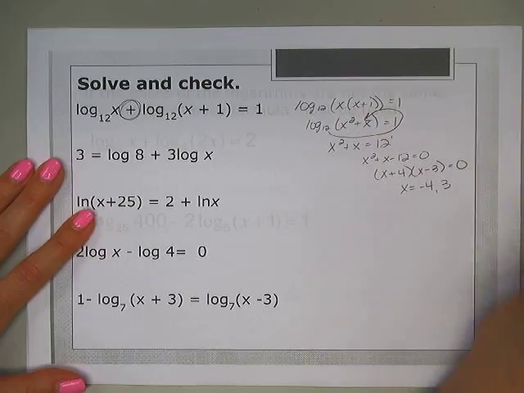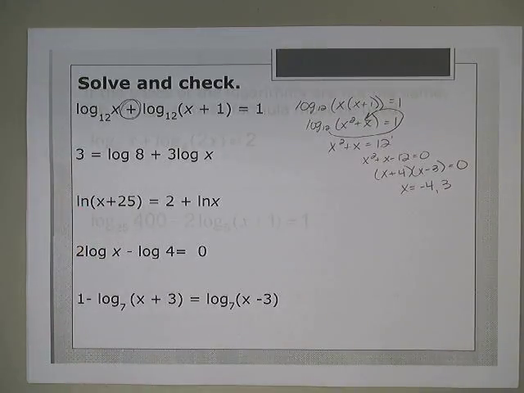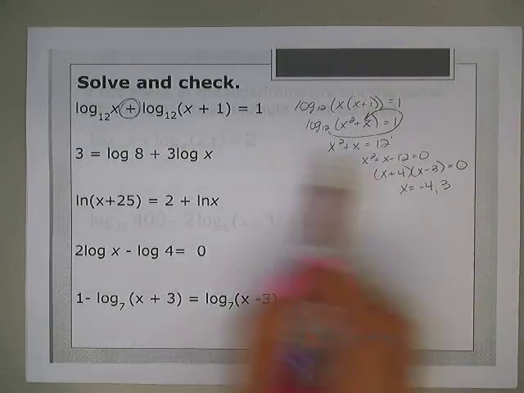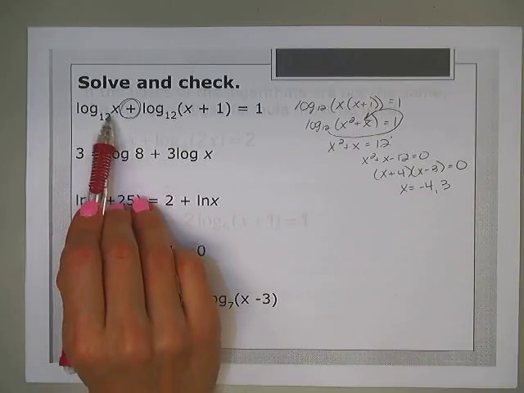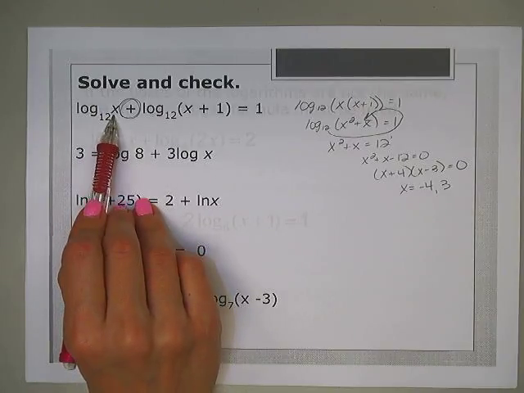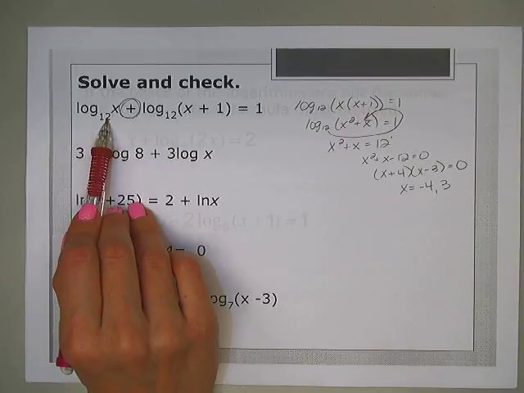12 to the first equals x squared plus x. Therefore, let's solve for x. I've got x squared plus x minus 12 equals 0. Therefore, x plus 4, x minus 3 equals 0. X comes out to be negative 4 and 3. However, look at the directions on this slide. It says solve and check.